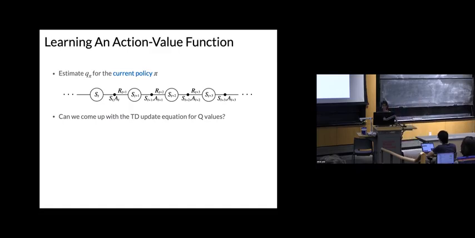Yes, capital Q. Q pi of state action is equal to the current Q pi of state action, plus alpha times the reward, plus gamma times the Q of S prime and then pi of S prime, and then minus the original Q value.